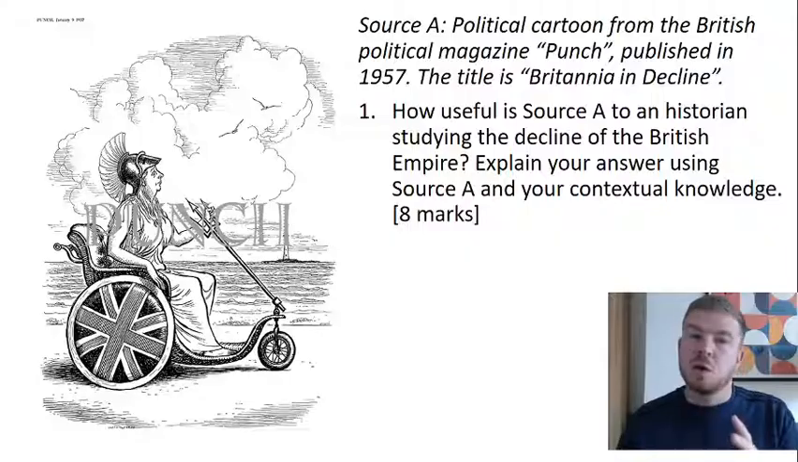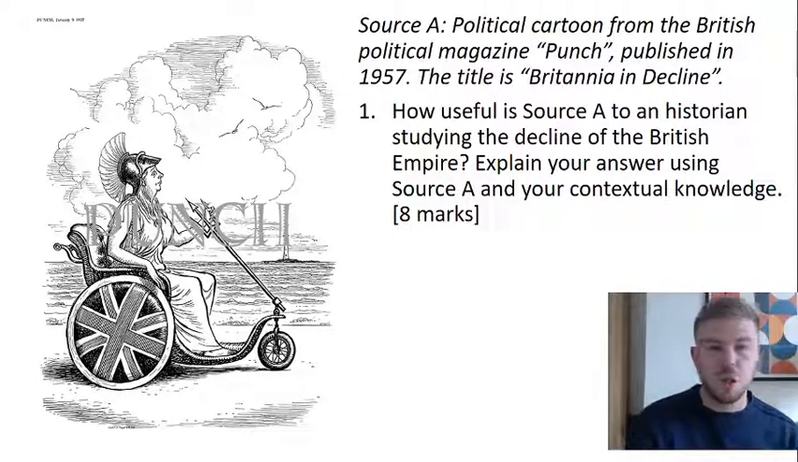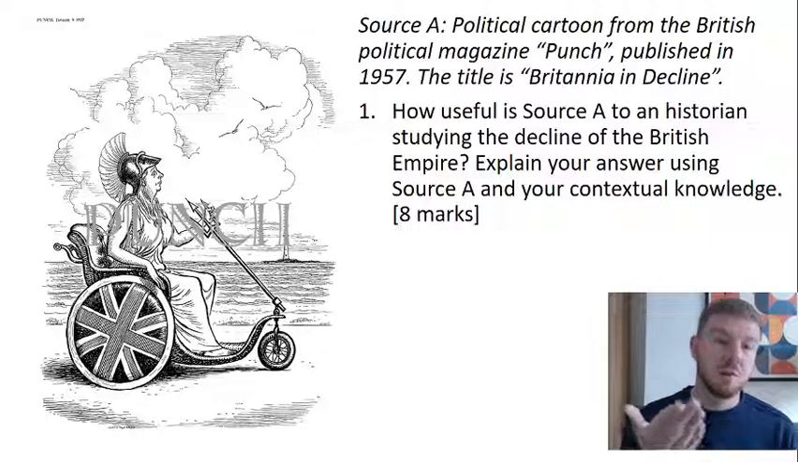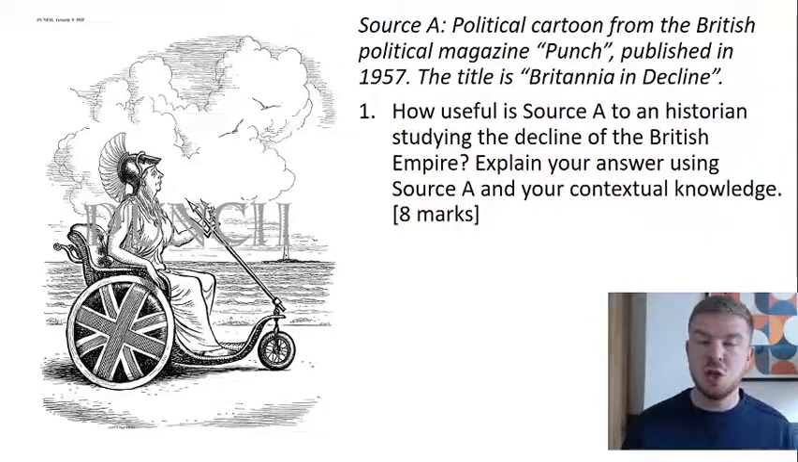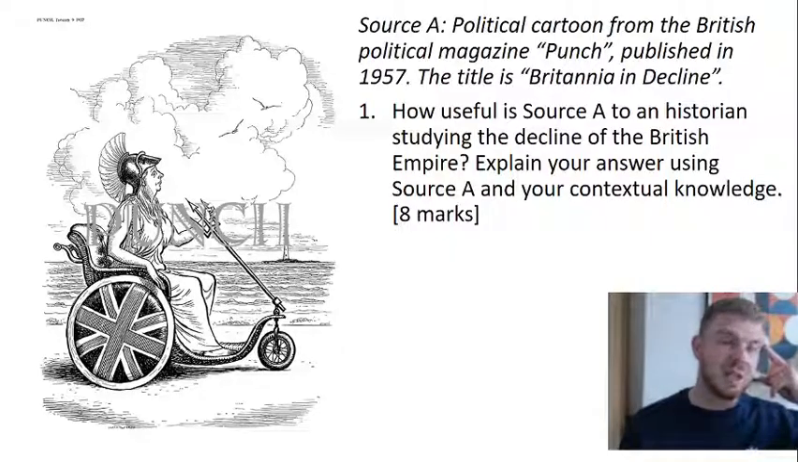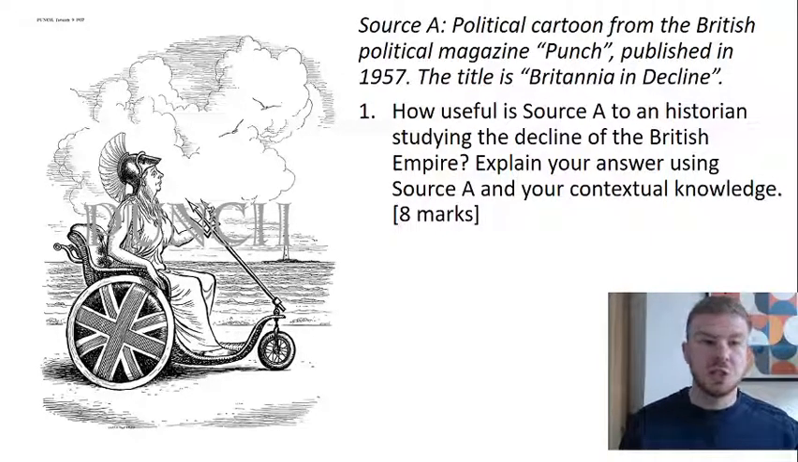Then, for the very top level, you remember you need to mention something about the provenance. So you know that it's a political cartoon from a British magazine in 1957. So you can use that. 1957, hopefully our brain is ticking and we go, that's a year after the Suez Crisis. So we could say it's useful to us because it's from 1957 and it's a British magazine, and 1957 was the year after this huge embarrassing event, the Suez Crisis, where Britain was shown that it could not compete anymore and was in decline. Maybe that's what you would mention and expand that to talk about why the Suez Crisis was so embarrassing for Britain and why it led to Britannia looking so frail and the empire in decline.